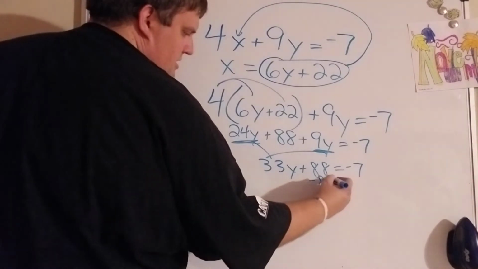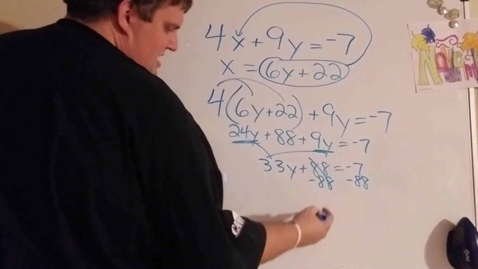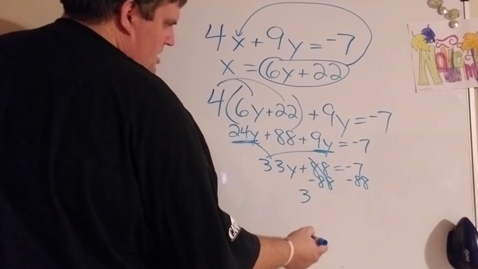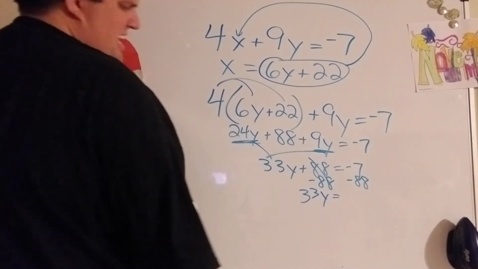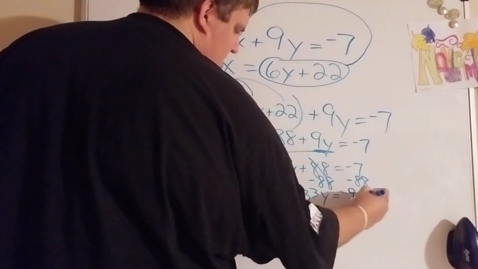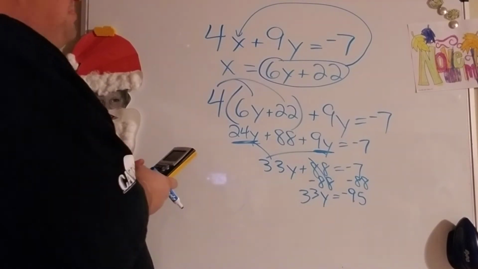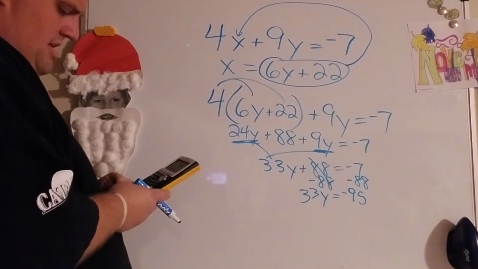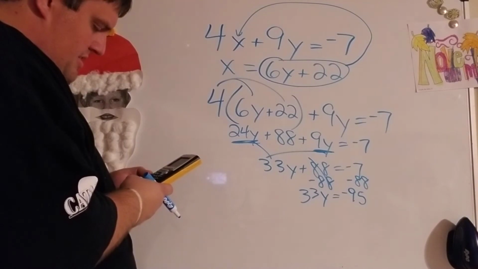I thought these all turned out nice, but now I'm not so sure. Minus 88 from both sides. That's going to give me negative 95. Yeah, we're good. 33y equals negative 95. Well, there's no way that turns out pretty, unless I did something wrong. Let's see. I don't know if negative 95 over 33 simplifies at all.